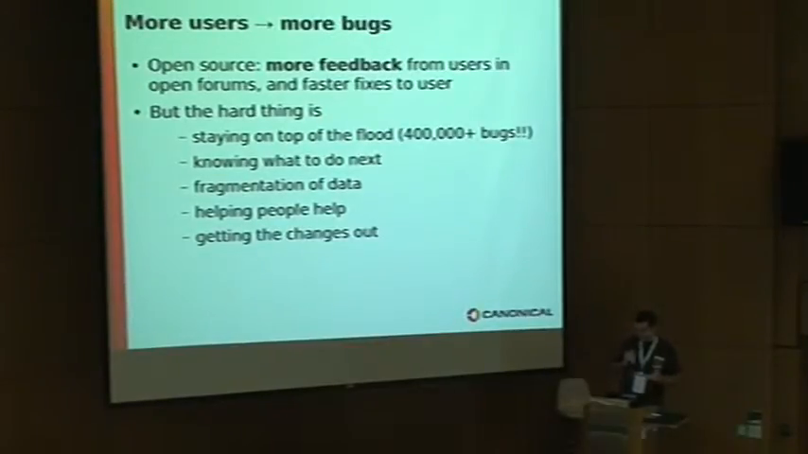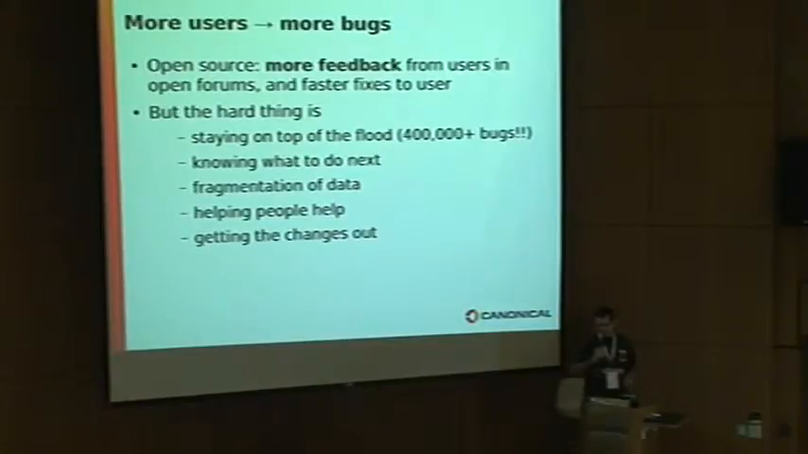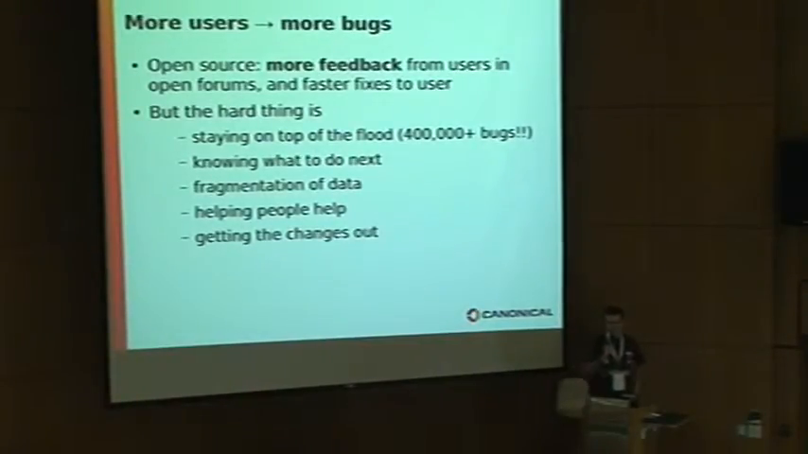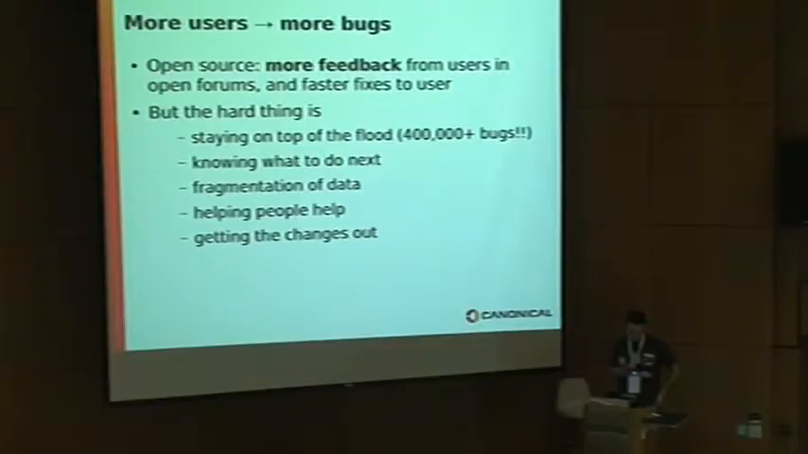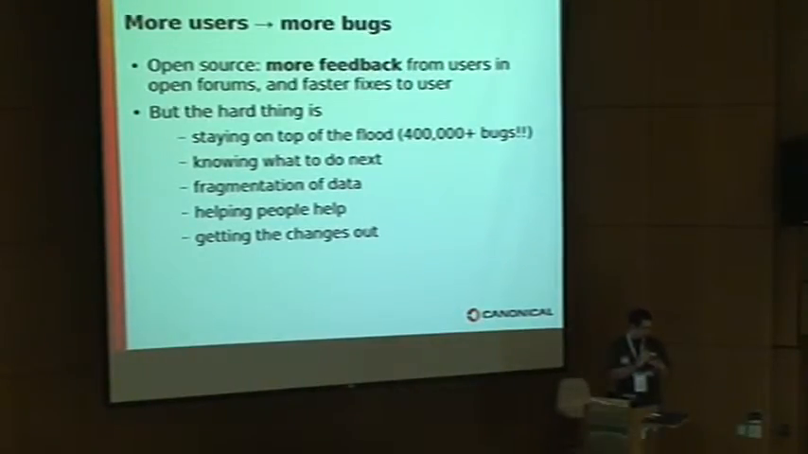But this makes it harder too. There's a flood of bugs. 400,000 bugs have come through Launchpad in the 4 or 5 years since we've been using it. It's hard with that many bugs to know what to do next. It's because of the way Linux systems are built from combining software from all different sources. We get a lot of fragmentation and noise.